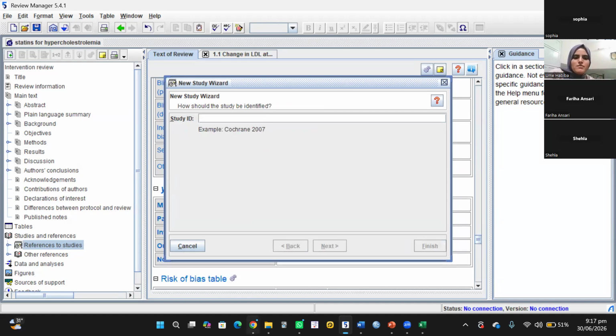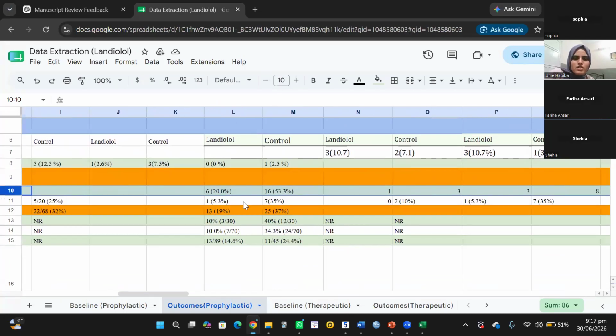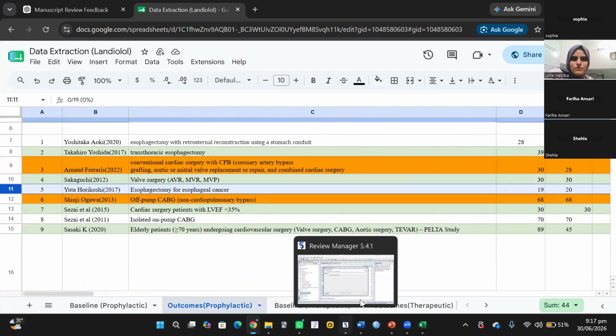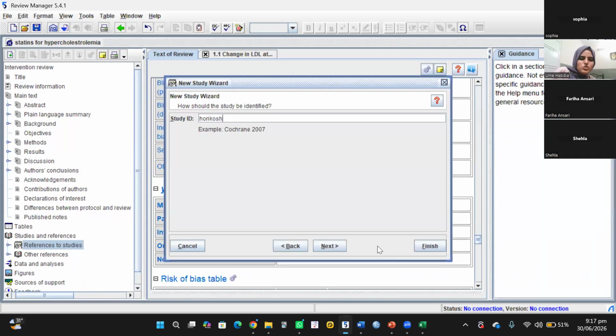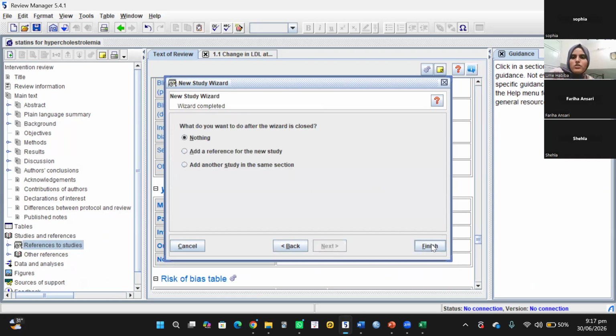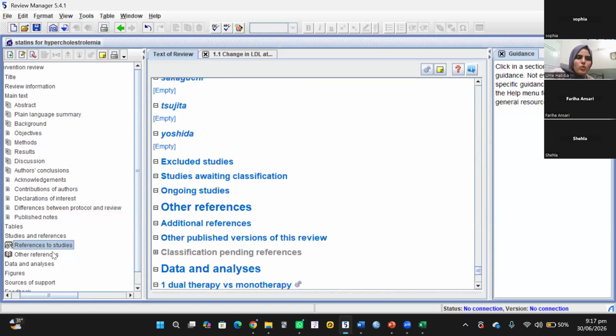What's my 3rd study? Let me see. My 3rd study being this one, 11. 11 is Horikoshi 2017. Horikoshi 2017. Next. Now nothing. Now finish. Okay. I've added these 3 studies. Now what I want to do, data and analysis. Now I want to put data for these studies, right?